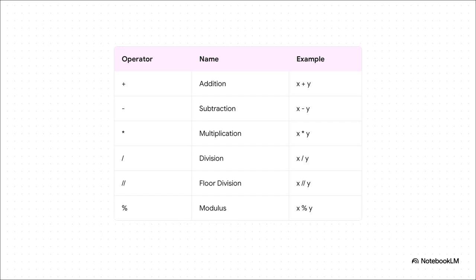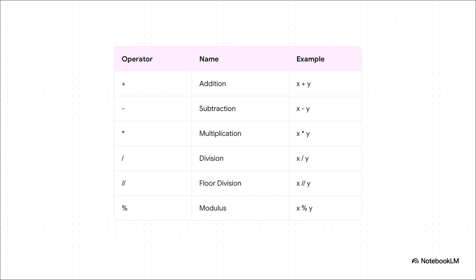Let's look at arithmetic operators first. You're definitely going to recognize the classics here: addition, subtraction, multiplication, and division. But I really want to highlight two incredibly useful tools. First, floor division, which uses 2 forward slashes, and modulus, which uses the percent sign.